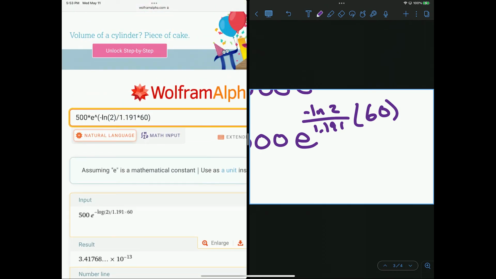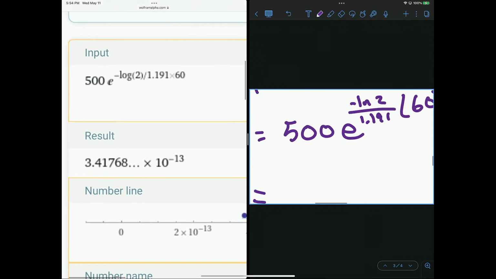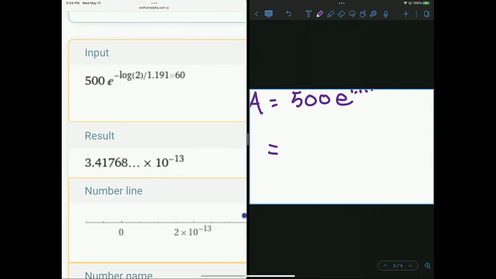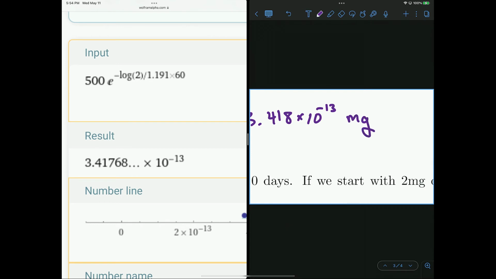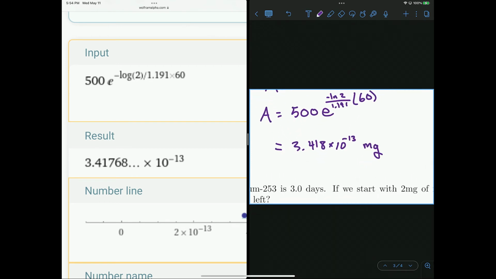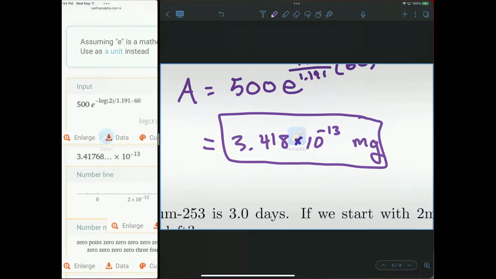Is it really so small? I guess it is. 60 days is about 50 half-lives. Okay, so it is what it is. 60 days is a long time, so we'll just write it: 3.418 times 10 to the negative 13, and that would be milligrams. It's milligrams because the original 500 was in milligrams, so the units did not change. So that's a teeny tiny amount. After 60 days, it's basically all decayed.